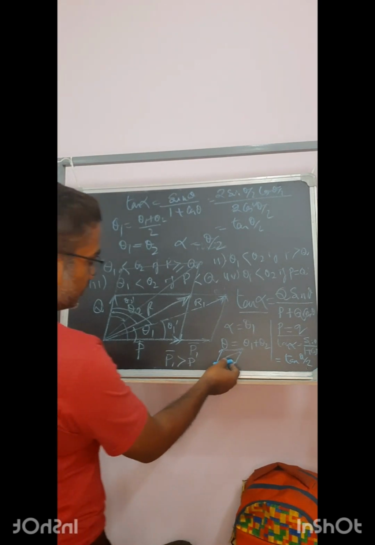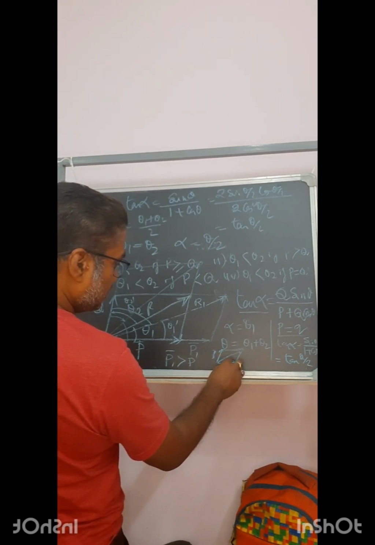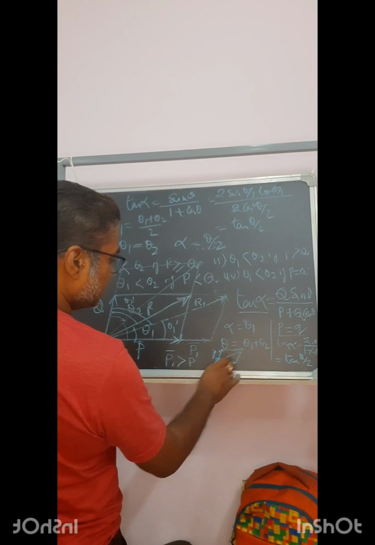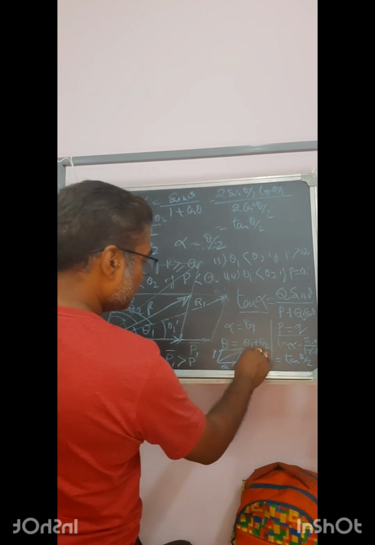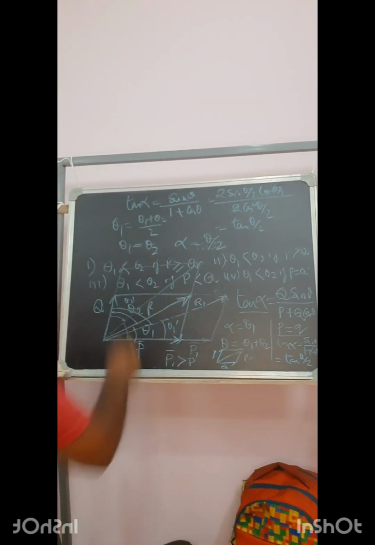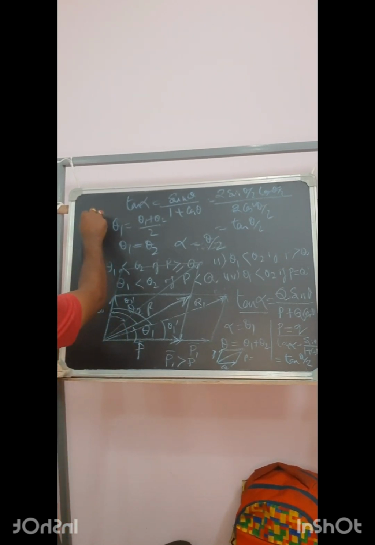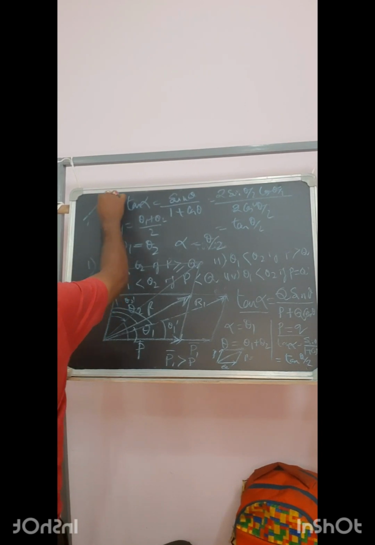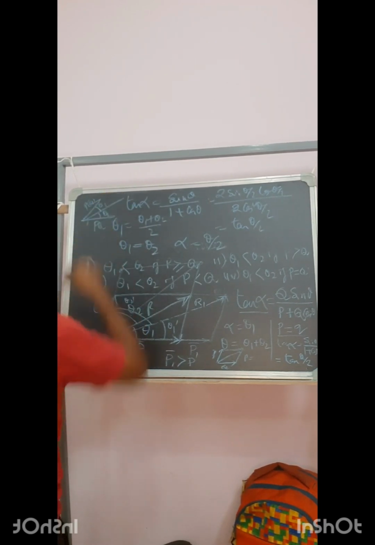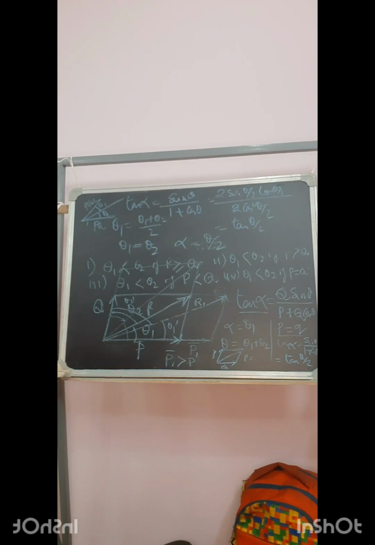So this is a boundary condition where if P and Q are the same, P is equal to Q, then theta 1 is equal to theta 2. So it will be a condition where if two vectors are the same, then their resultant will form an equal angle with the vectors. So this is P, or you can say this is Q and this is Q, so this will form theta 1 and theta 2. So this is the primary condition.